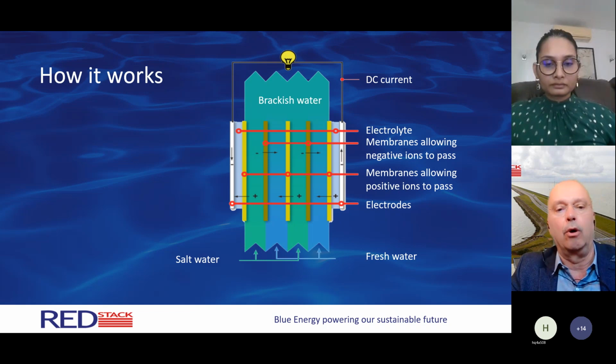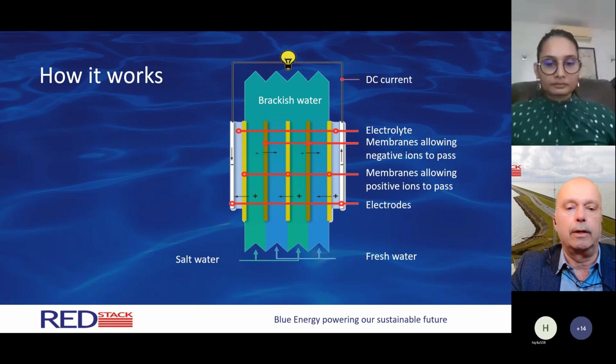Per membrane, you can only harvest maybe 50 millivolts. That's not a lot. But when you pile 1,000 membranes in a stack, then you create 50 volts DC. And at the outer ends of the stacks, there are the so-called electrodes, which convert the voltage into current, and then you harvest a DC current.